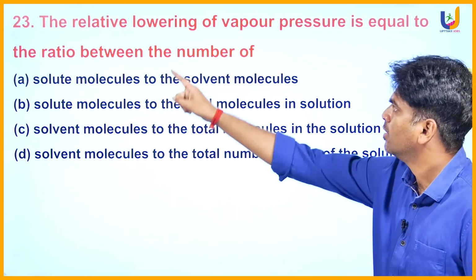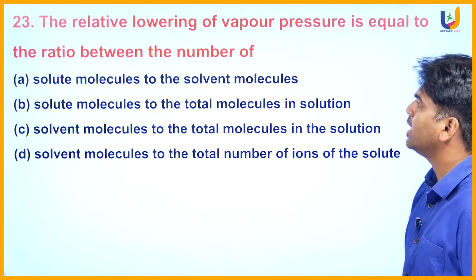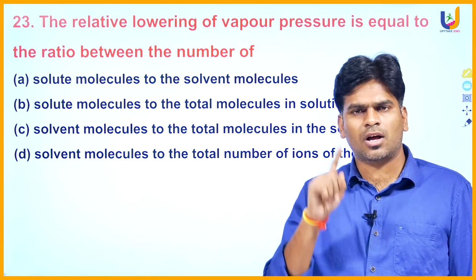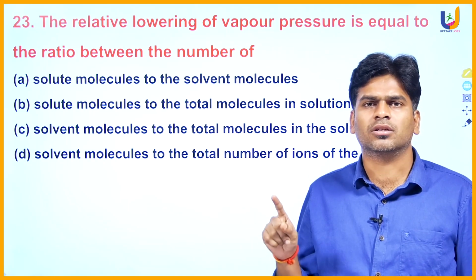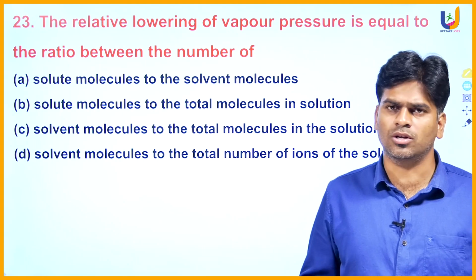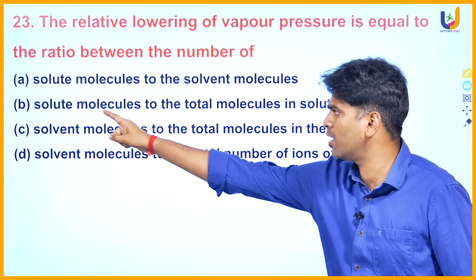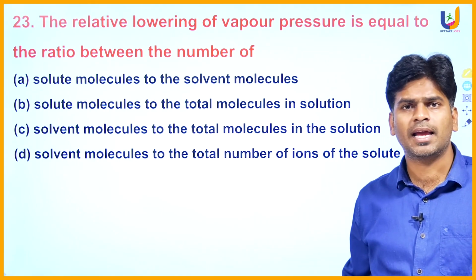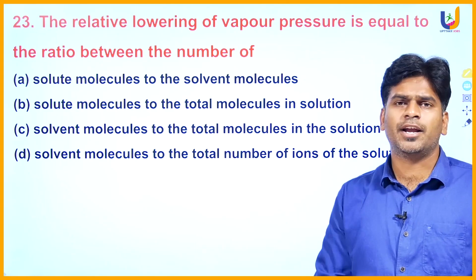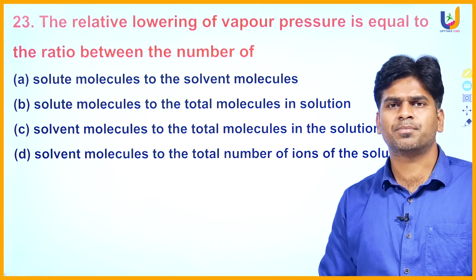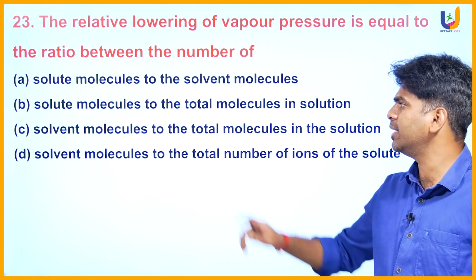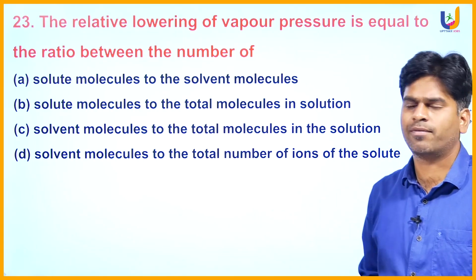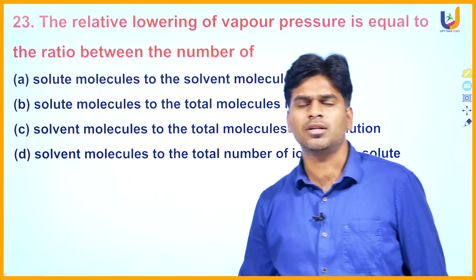And next, 23rd, the relative lowering of vapor pressure is equal to the ratio between number of... RLVP, relative lowering of vapor pressure, is always equal to the mole fraction of the solute. Mole fraction of the solute means what? The number of moles of solute molecules to the total molecules of the solution. N1 by N1 plus N2, that is the relative lowering of vapor pressure, P naught minus P by P naught. So that is the relation between RLVP and mole fraction. So as per that, we get option B.